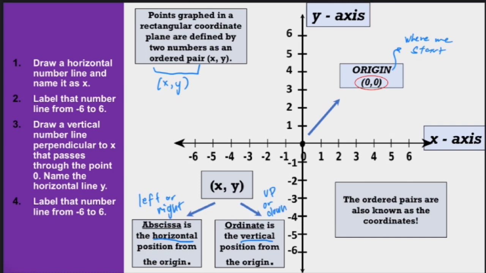Why am I writing left or right for horizontal and up or down for vertical? So that you will not be confused later on when identifying what should be the sign, where it should be located, what part, and so on and so forth. And also, please take note that the ordered pairs are also known as the coordinates.